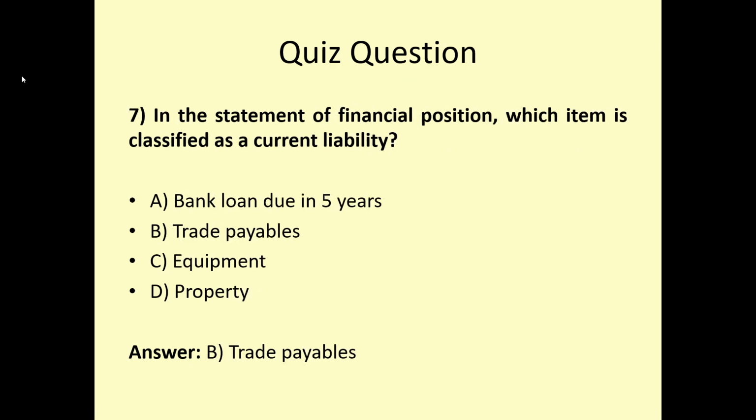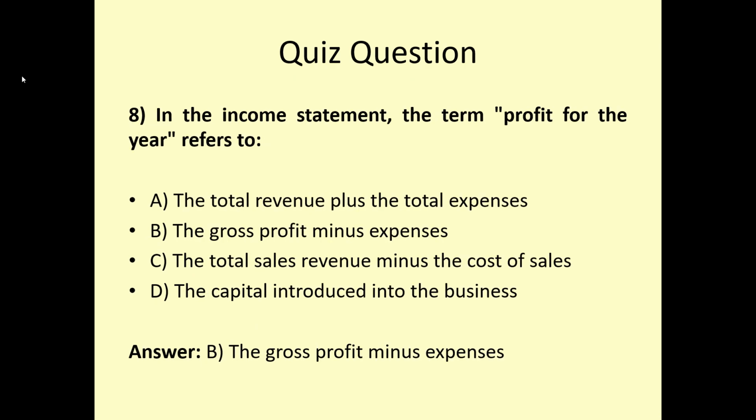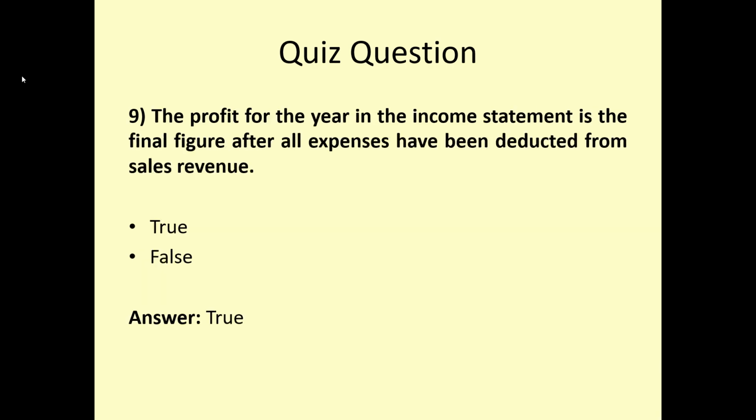Question 7. In a statement of financial position, which item is classified as a current liability? The answer to that one is B, it's trade payables. Question 8. In the income statement, the term profit of the year refers to, and the answer is B, the gross profit minus expenses. Question 9. The profit for the year in the income statement is the final figure after all expenses have been deducted from the sales revenue, and the answer to that one is true.